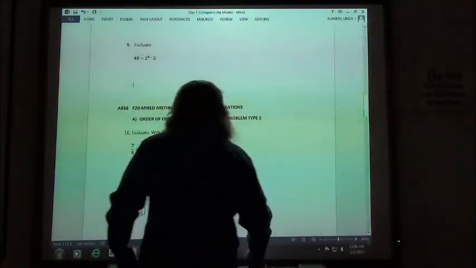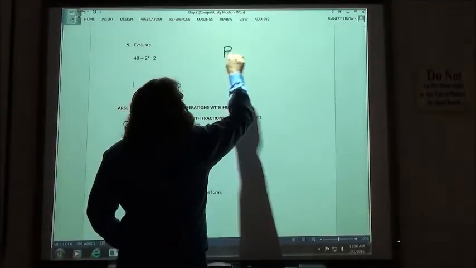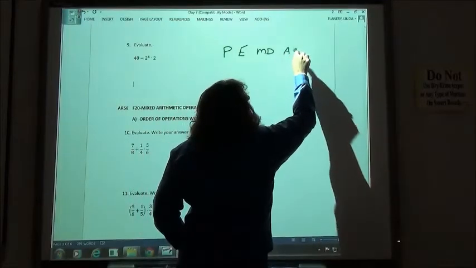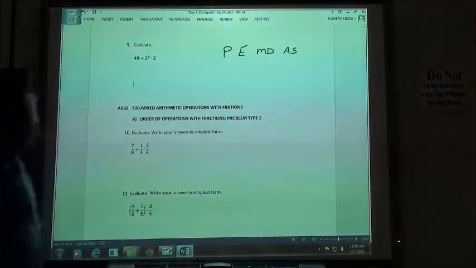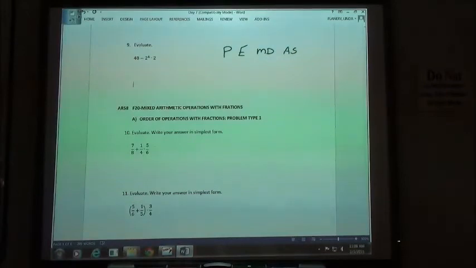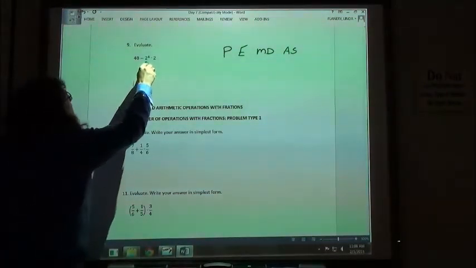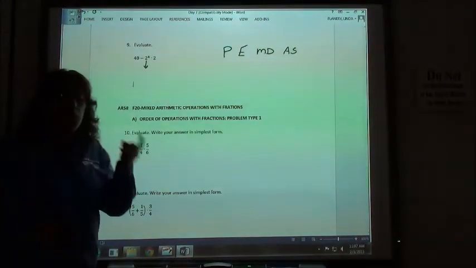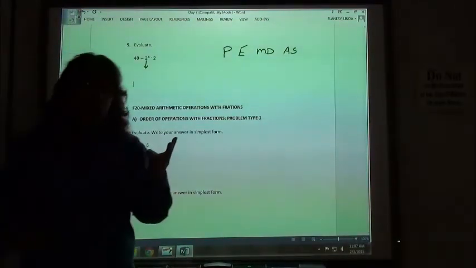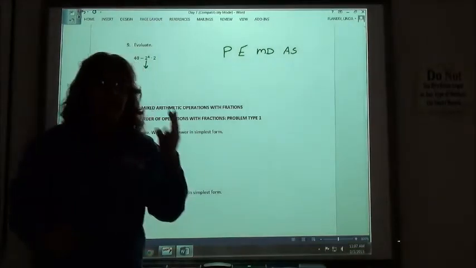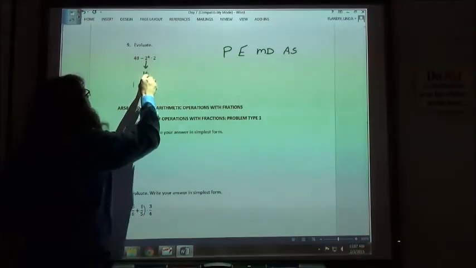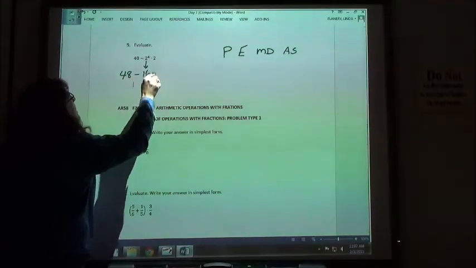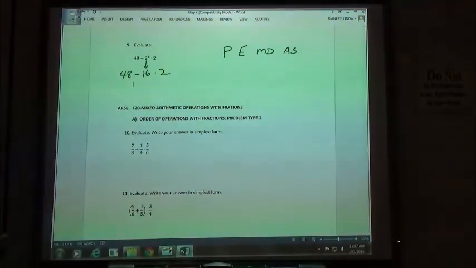So again, if I follow my order of operations, I'm going to do parentheses, exponents, multiplying and dividing from left to right, adding and subtracting from left to right. So, I don't have parentheses, I'm going to do my exponents. I'm going to take 2 to the 4th power. 2 times 2 is 4, 4 times 2 is 8, 8 times 2 is 16. So 2 to the 4th power is 16. I have 48 minus 16 times 2.